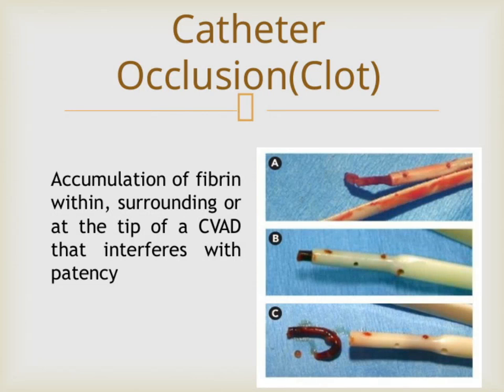Now, let's talk about catheter occlusion, specifically clot formation. This occurs when fibrin, which is a protein involved in blood clotting, accumulates inside, around, or at the tip of the central venous access device. When this buildup happens, it can block the catheter, preventing proper flow. Essentially, the fibrin acts like a plug that interferes with the catheter's patency, or openness.